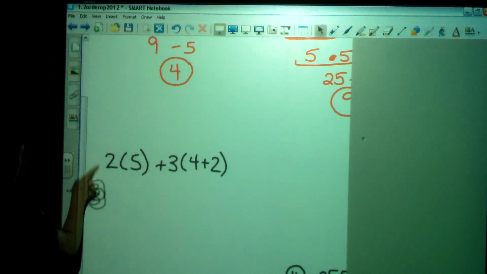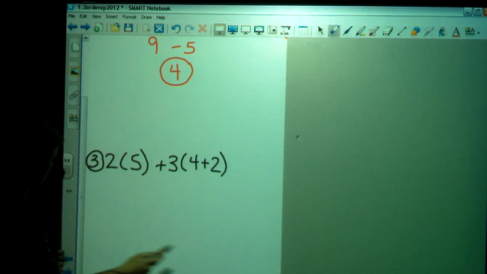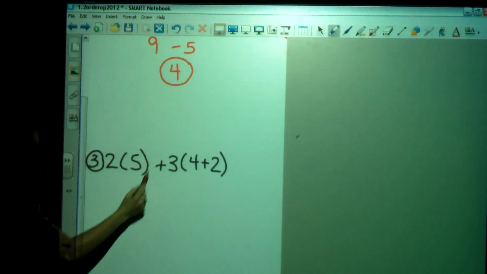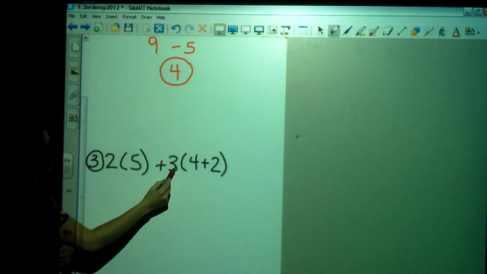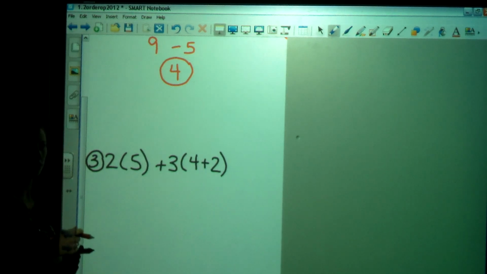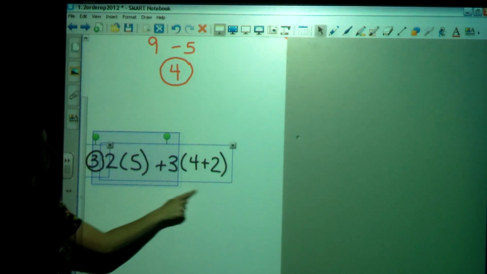Okay, we're just going to do this number. Alright, number 3. We have 2 and then parenthesis 5 plus 3 and another parenthesis 4 plus 2. Now here's where we have to make ourselves a little bit of a note so we're aware of something happening here.